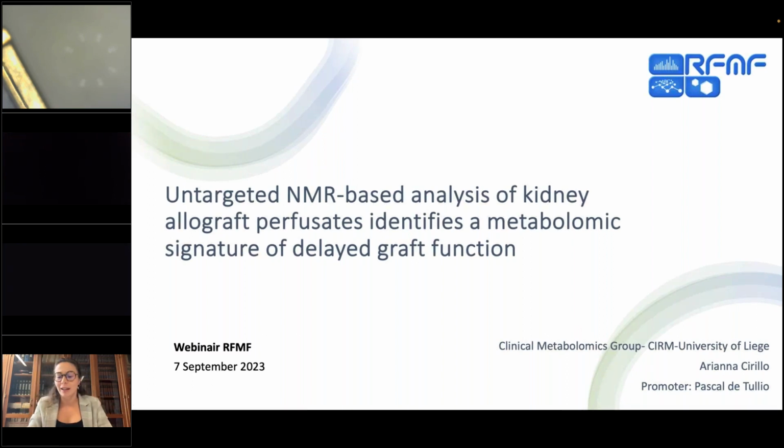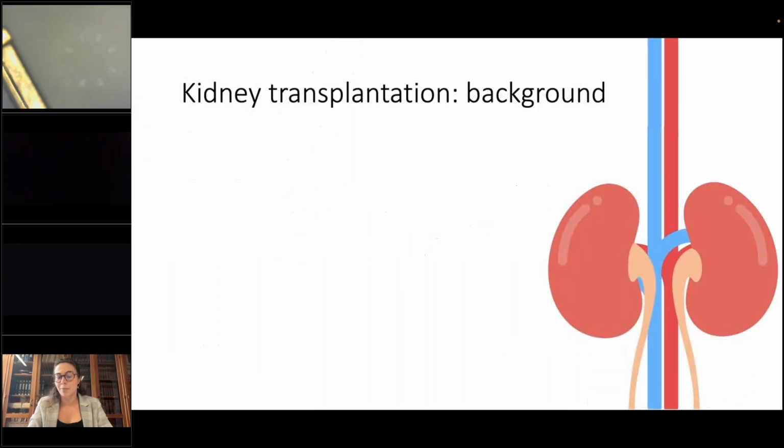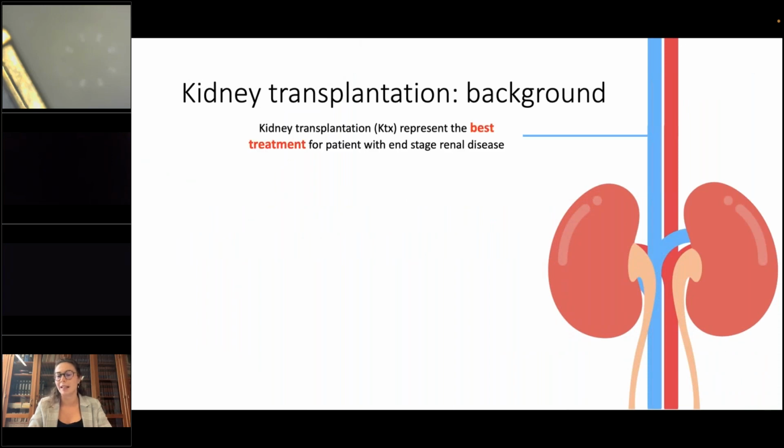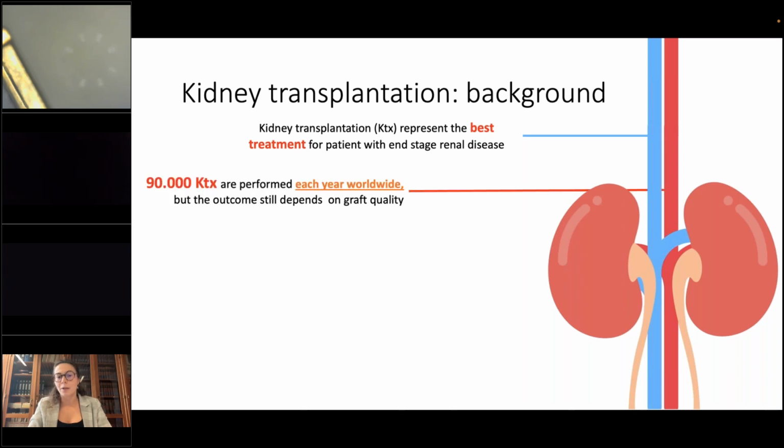Thank you to the RFMF that gave me the possibility to present my project, which is based on the study of untargeted NMR-based metabolomics for the identification of a metabolomic signature of delayed graft function. Kidney transplantation represents the best treatment for a patient with end-stage renal disease. Each year worldwide, 90,000 kidney transplantations are performed, but the outcome still depends on the graft quality.